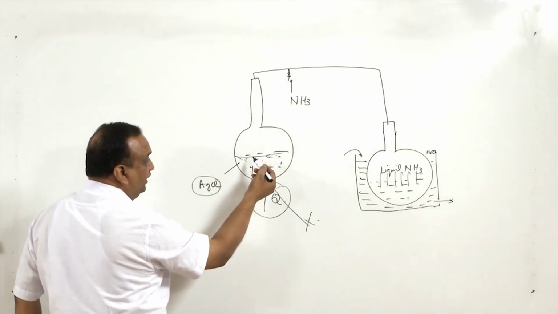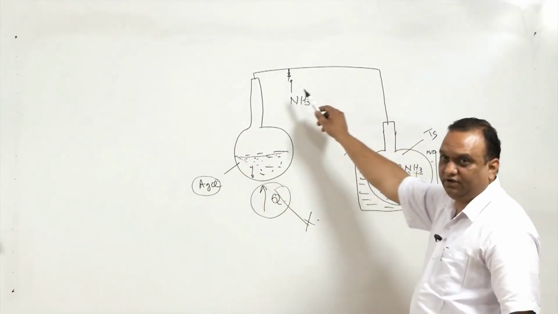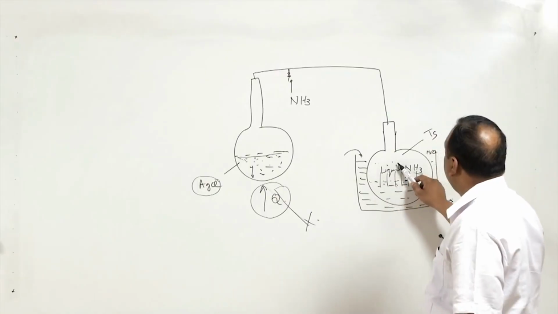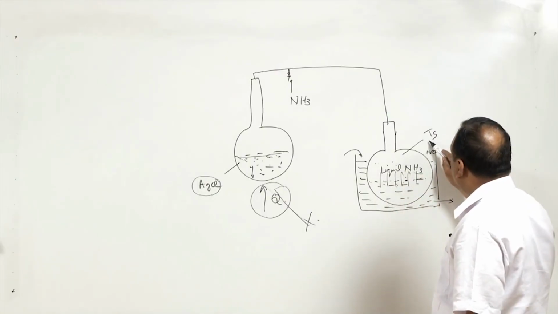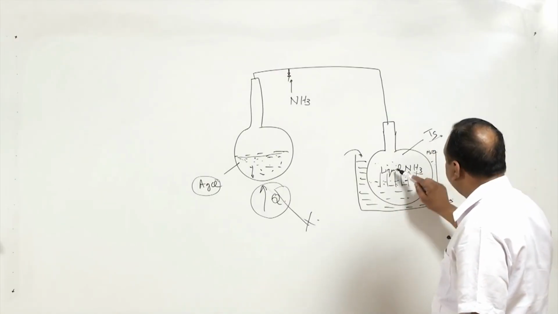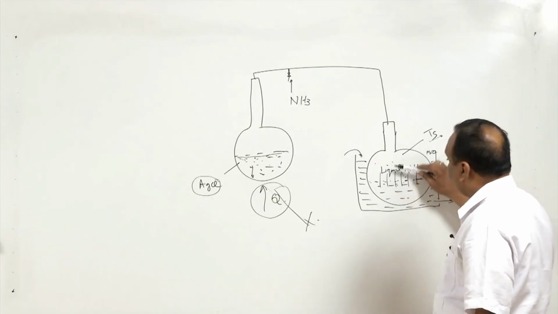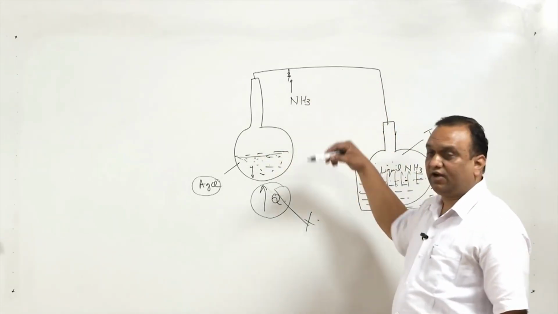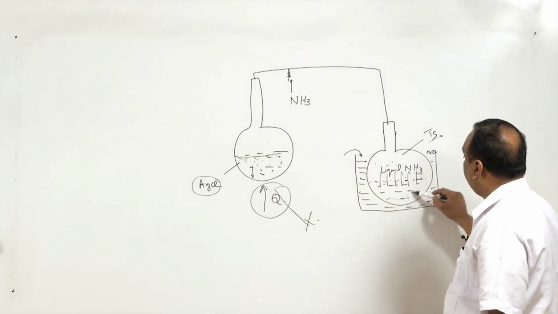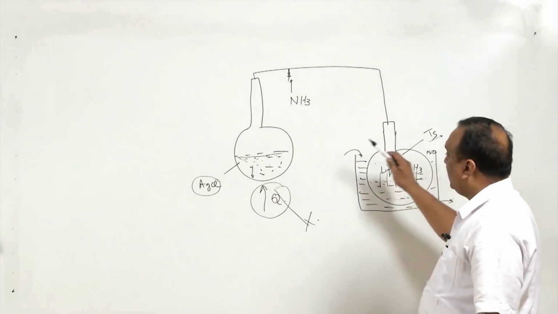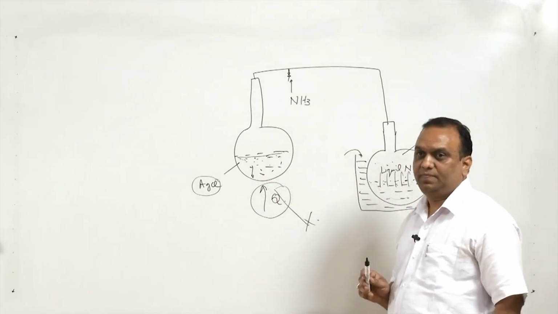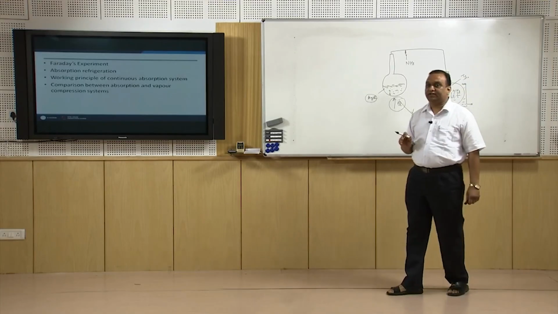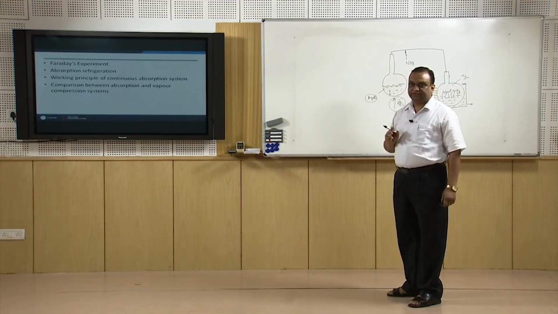Pressure inside the circuit reduced, and that pressure became corresponding to the saturation temperature of this liquid, and liquid started boiling off and vapors were generated and they entered to this side, and after a certain time period all the liquid available here was shifted to this flask. This gave birth to the concept of absorption refrigeration system.